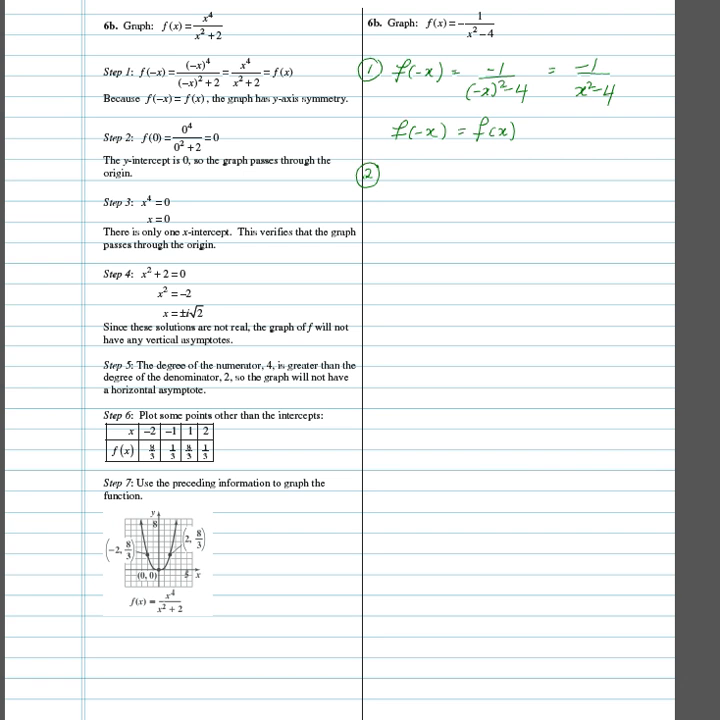Step 2 is to find my y-intercept. So how do I find my y-intercept? I simply set x equal to 0. So f(0) is -1/(0² - 4), which is -1/-4, which is 1/4.